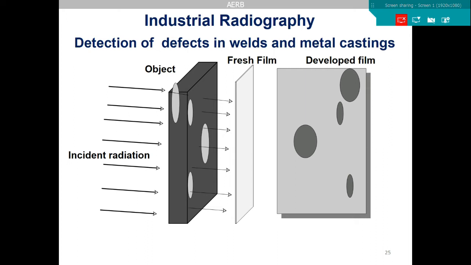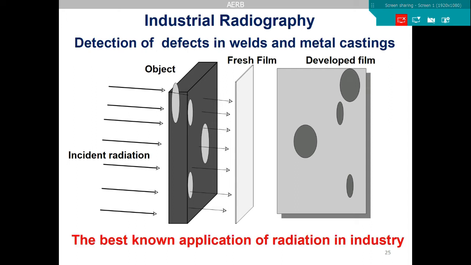Only what was transparent was allowed. This picture tells you whether there is a fault, how many faults are there, etc. So this will help people accept or reject this plate. This is easily the best known industrial application of radiation. This is very much in practice.